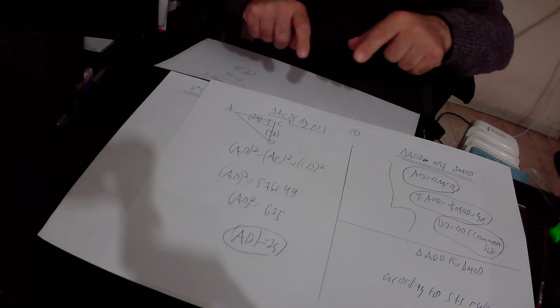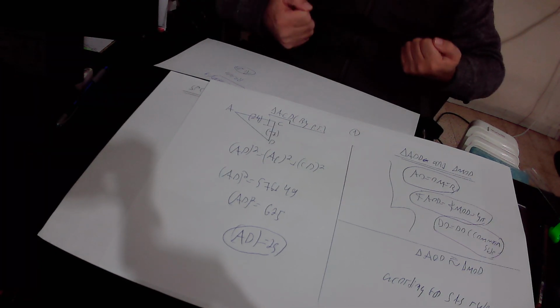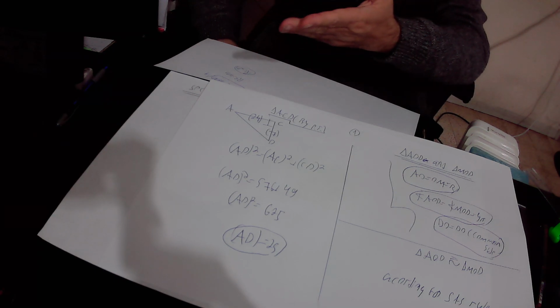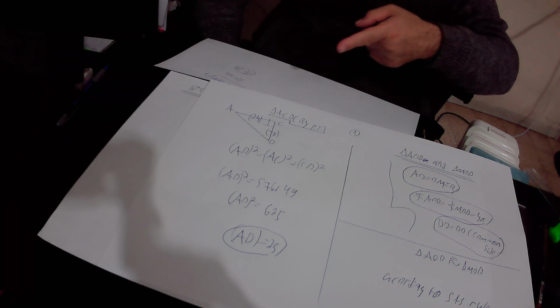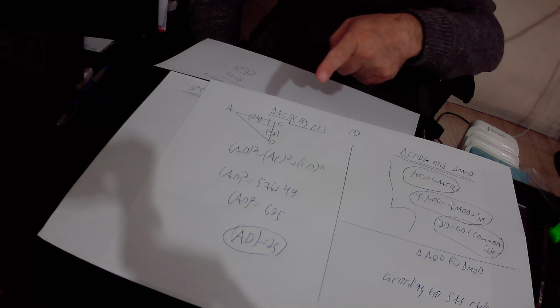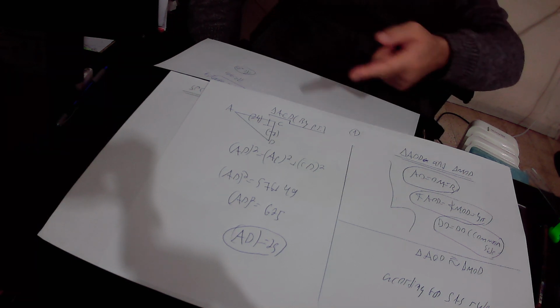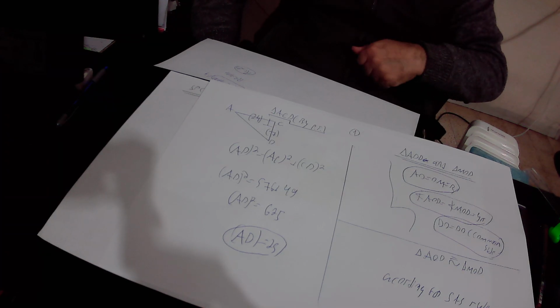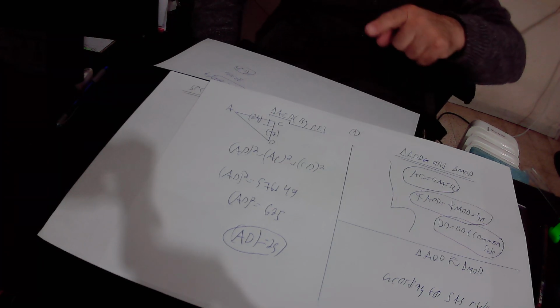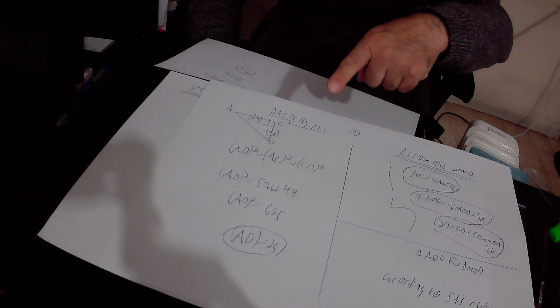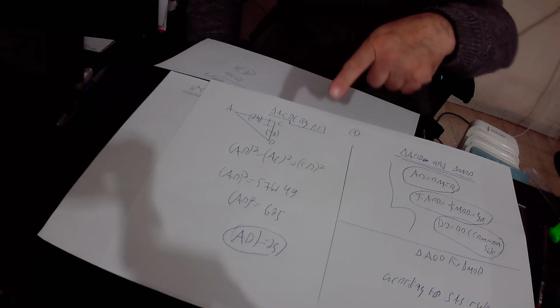AC equals 24 and CD equals 7 units according to what is given in the question. According to the Pythagoras theorem, in this right triangle ACD, AD square equals AC square plus CD square. So AD square equals AC square. AC is 24, therefore AC square is 24 squared, that is 576, plus CD square. CD is 7, therefore CD square is 7 squared, that is 49.